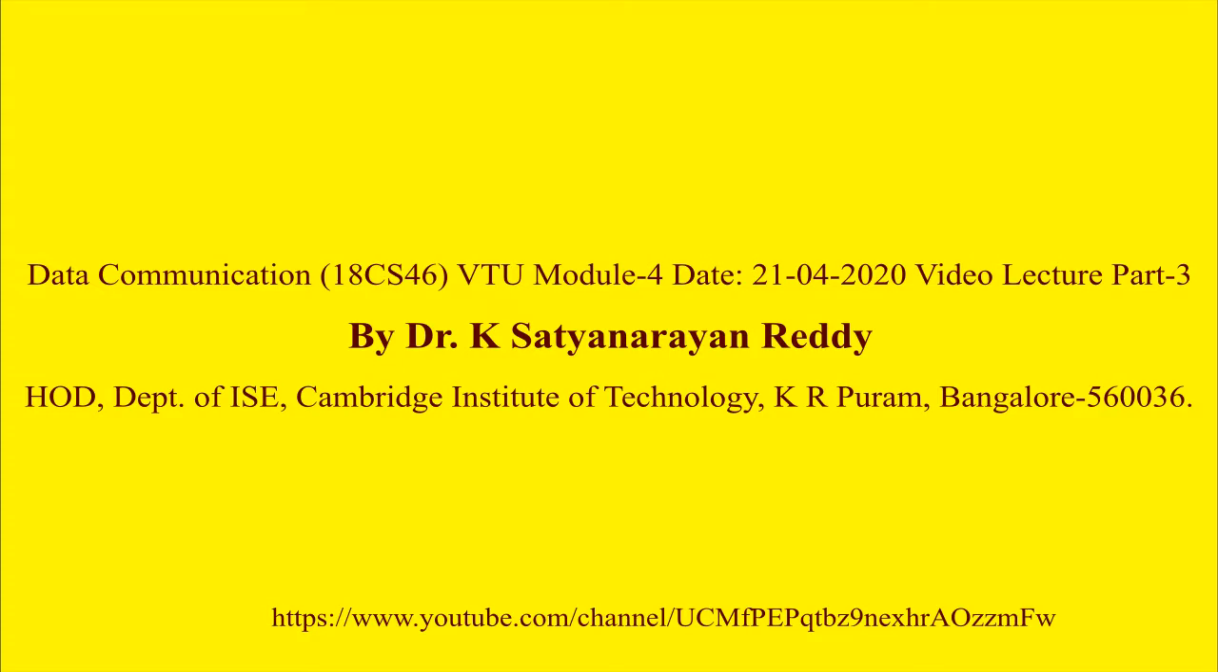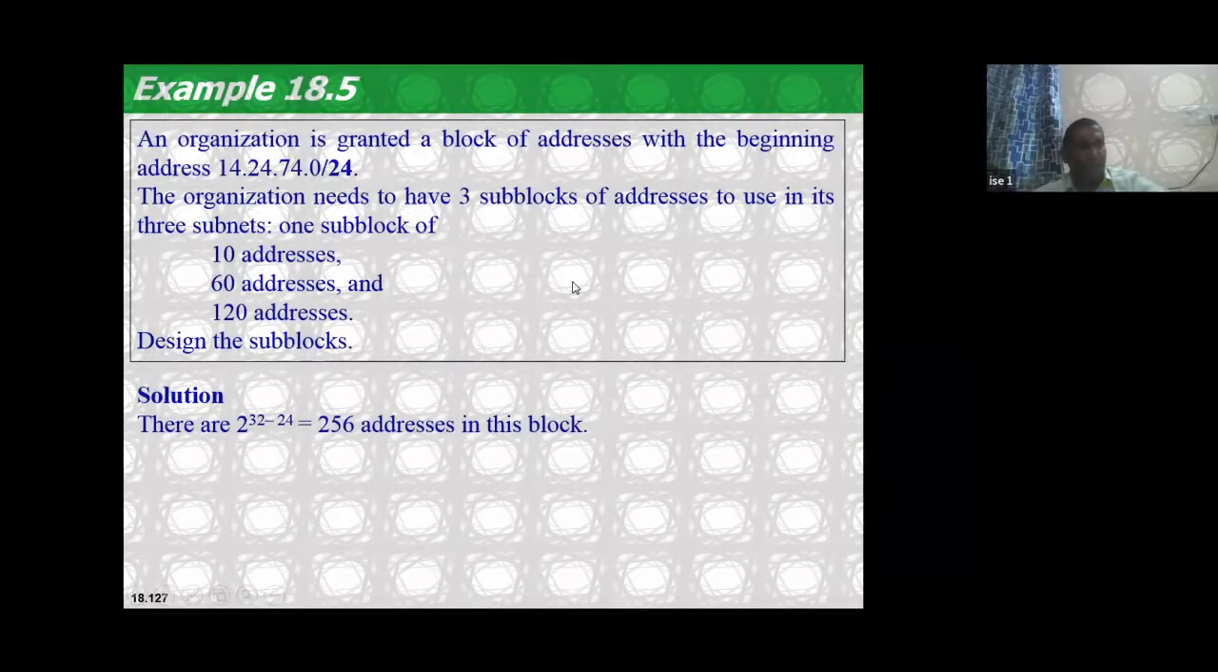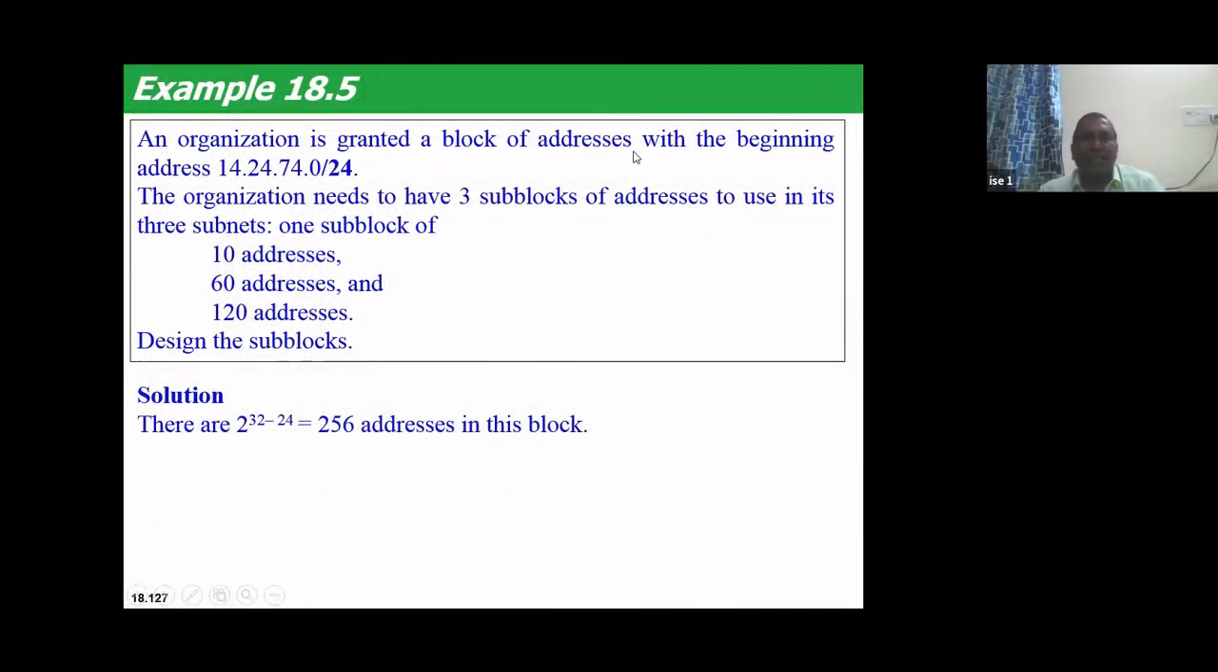Given, this is the example that we would like to see today. Our organization is granted a block of addresses, with the beginning address given as the first address. The beginning address is 14.24.74.0/24, where 24 is the length of the prefix. Now, an organization needs to have 3 subblocks of addresses to use in its 3 subnets.